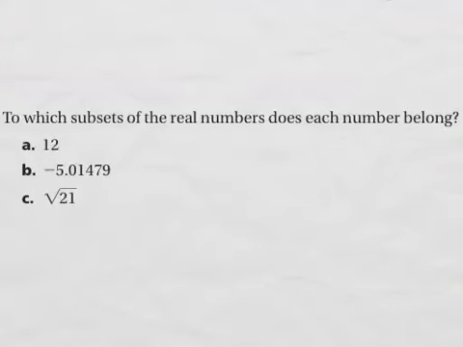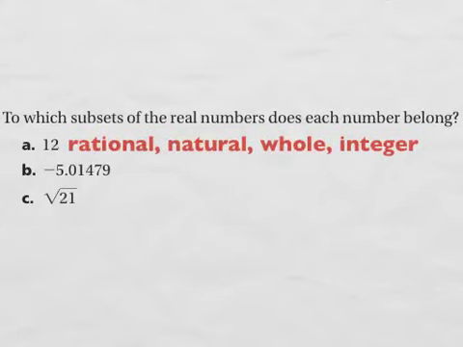Which subsets of real numbers does each number belong? A is 12. 12 is a rational number. It's also a natural number. It's a whole number, and it's an integer.